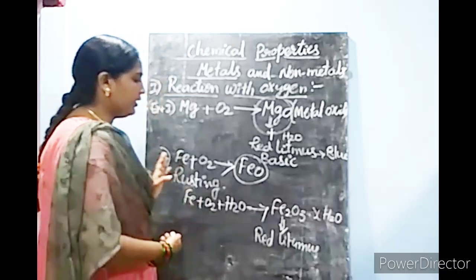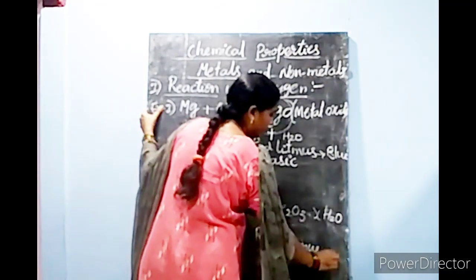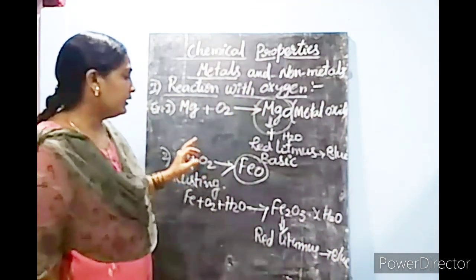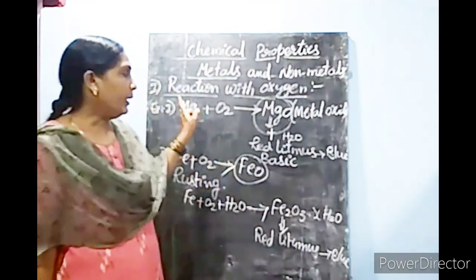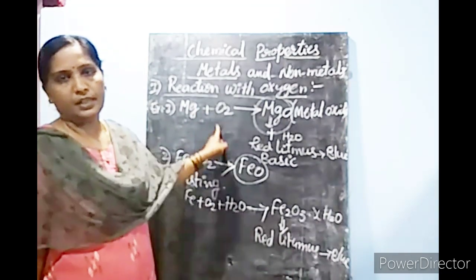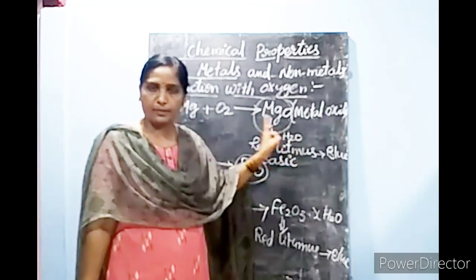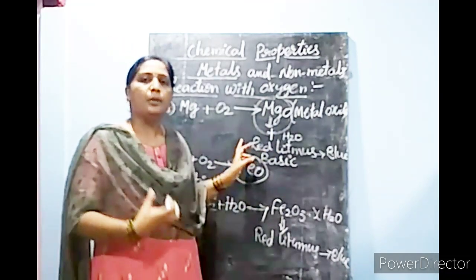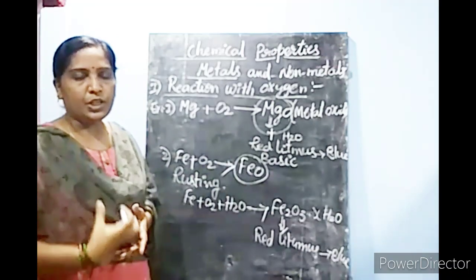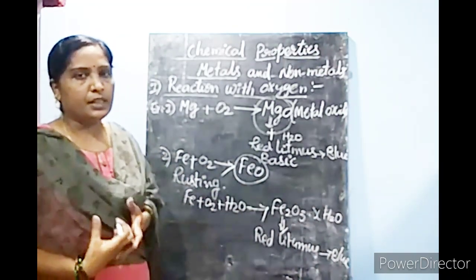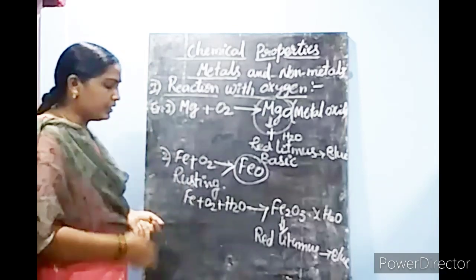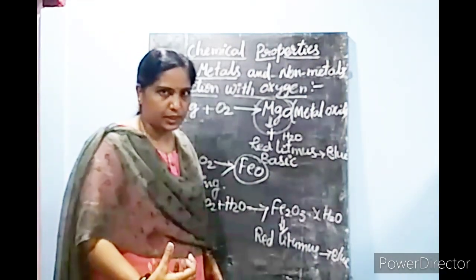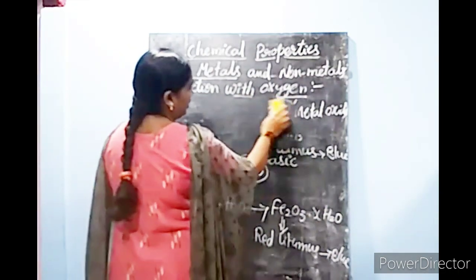So the final result will be that the red litmus will turn blue. This shows that whenever metals react with oxygen, they form metal oxides, and these metal oxides are basic in nature. They show base properties. Understood, children? So up to here we have completed how metals react with oxygen.